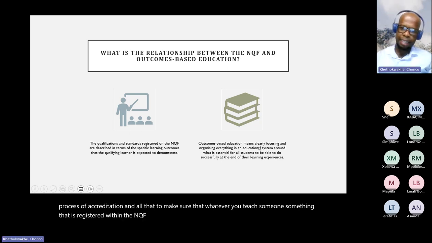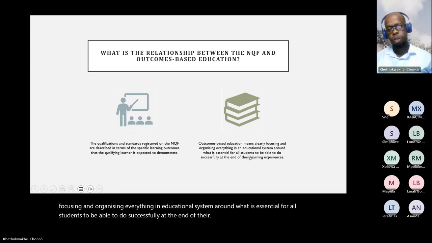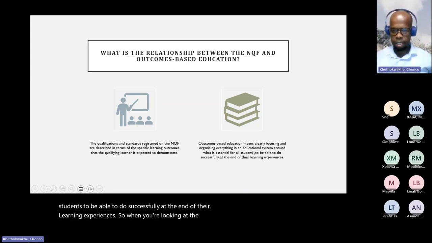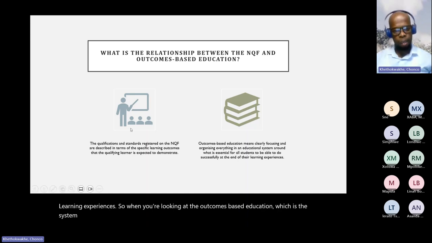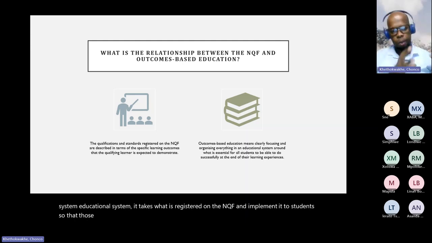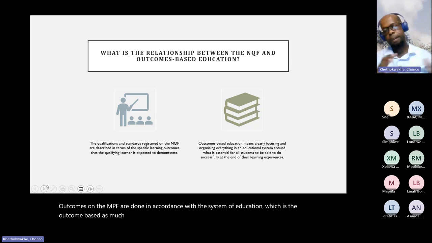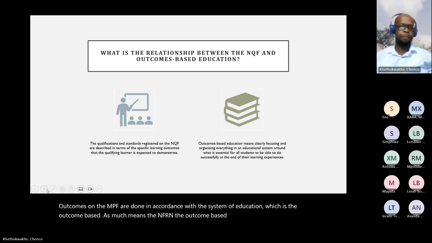Outcome-based education means clearly focusing and organizing everything in an educational system around what is essential for all students to be able to do successfully at the end of their learning experiences. So when you're looking at outcome-based education, which is the educational system, it takes what is registered on the NQF and implements it to students, so that the outcomes registered on the NQF are done in accordance with the system of education. Which means the NQF and outcome-based education work hand in hand.